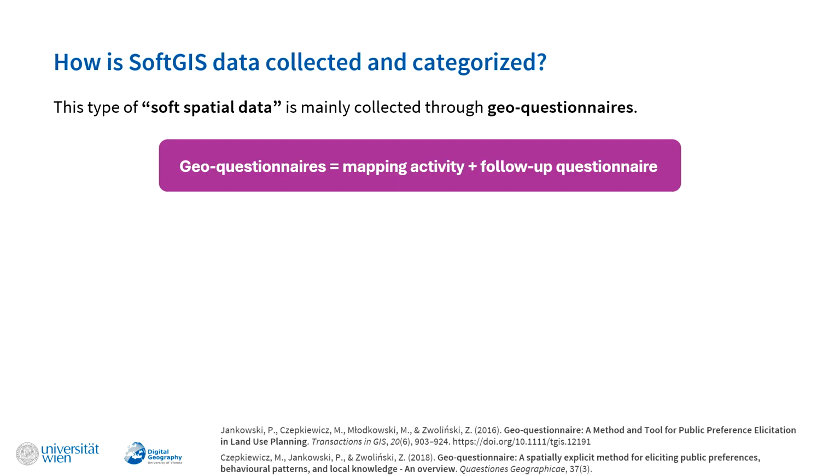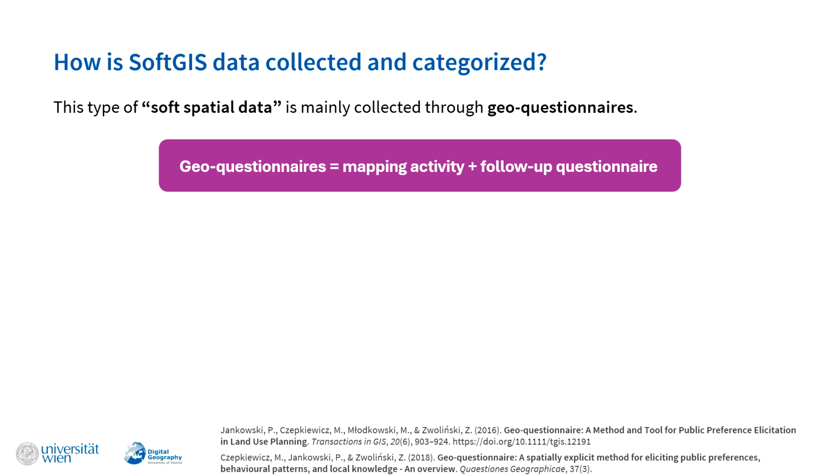This type of soft spatial data is mainly collected through geo-questionnaires. A geo-questionnaire usually has two parts. First, the mapping activity, where participants add points, lines, or polygons onto a base map to highlight specific locations or areas. Then, a follow-up questionnaire, which collects more details about those places or areas, often through multiple choice or open-ended questions. If you would like to learn more about geo-questionnaires, please check the video on our channel about digital sketch maps.